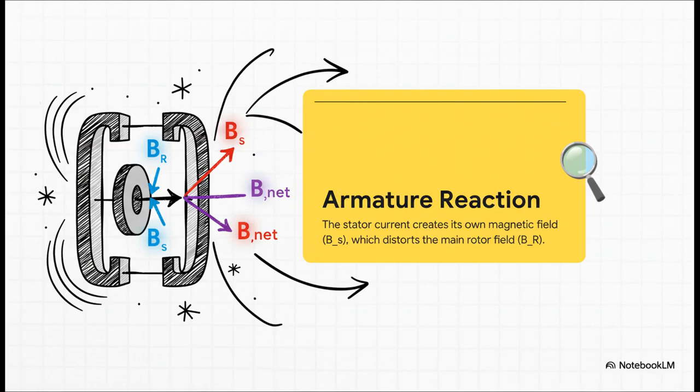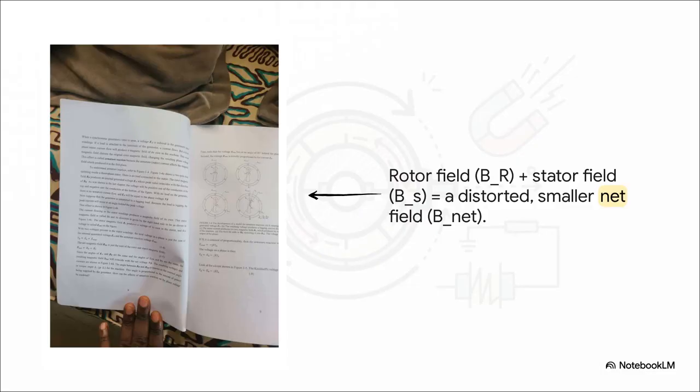The rotor is producing its magnetic field, BR. But now the stator current is producing its own magnetic field, BS. These two fields have to coexist in the air gap, and what the machine actually responds to is the net result, B net, which is just the vector sum of those two fields. This diagram just illustrates the whole process perfectly.